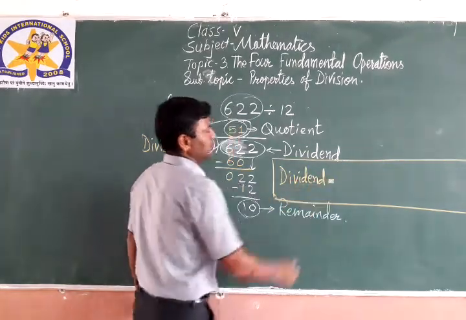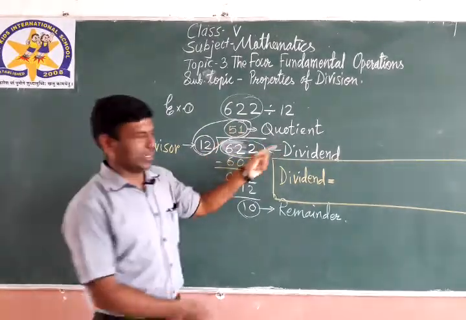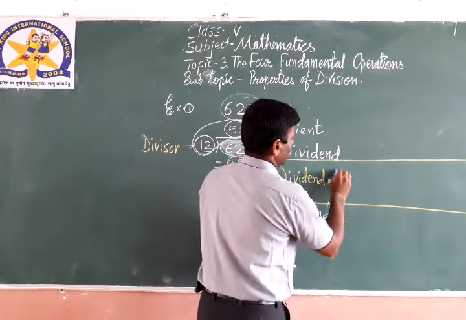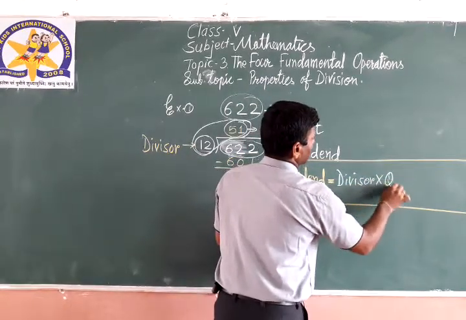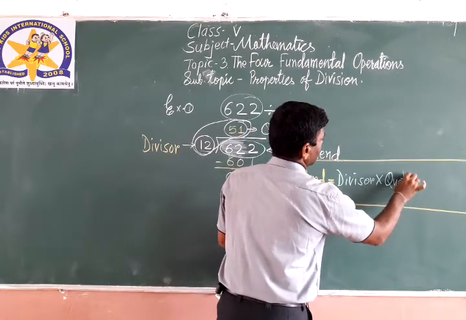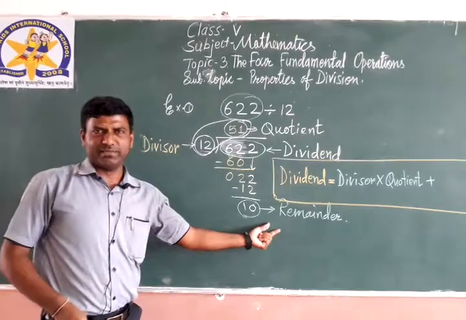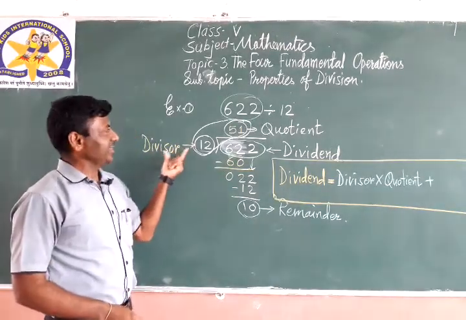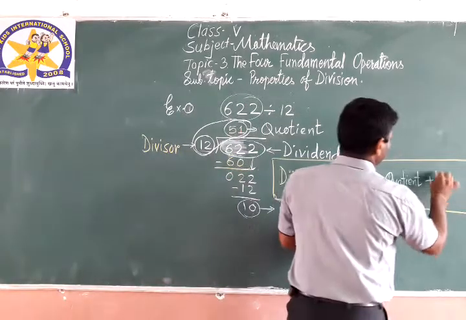Dividend is equal to divisor multiplied by quotient plus remainder. Divisor multiplied by quotient plus remainder.